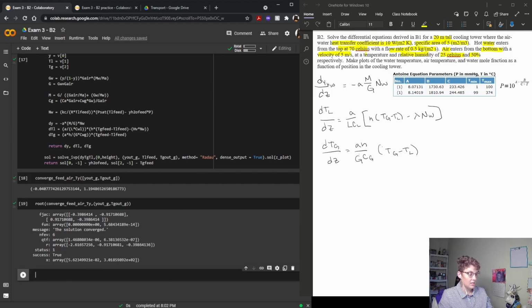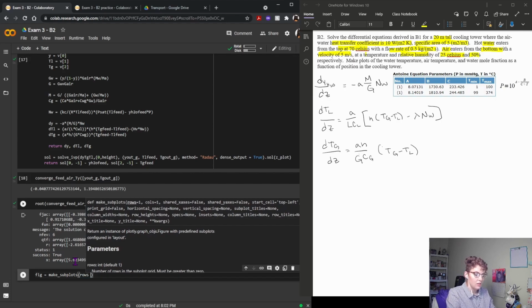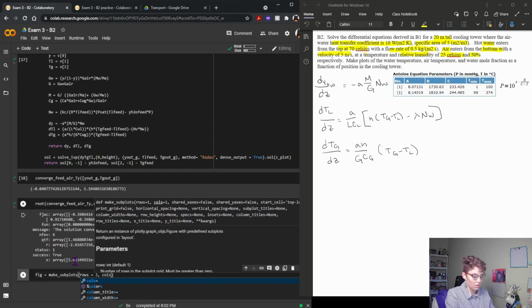So now that we have these root functions set up, that allows us to solve for the actual values. We can go ahead and plot them. The first thing we're going to do is define our figure using the make subplots command. We want 3 different rows because we're making 3 different plots, and we only need 1 column.